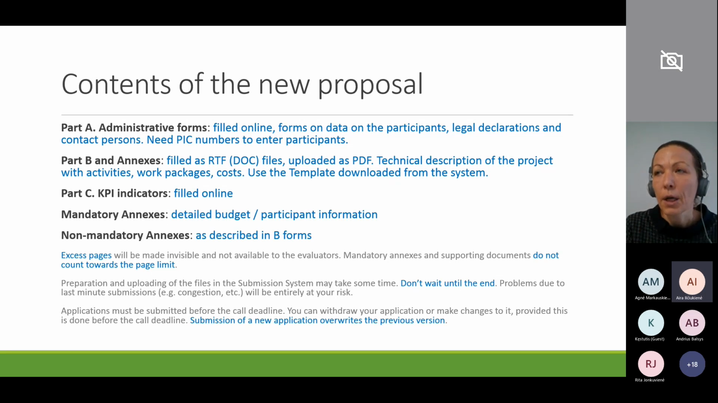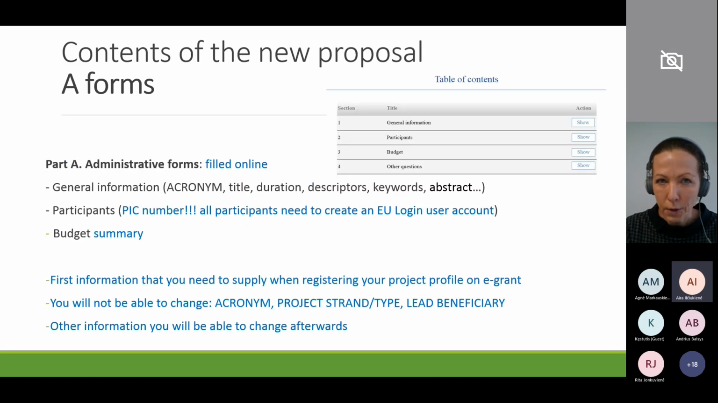For example, in our new application that we are writing this year, we have farmers as partners. We have 9 farms. They have never heard of any PIC numbers. So we have to help them to register in this EU system to get the PIC number to be able to enter them as participants in the project. So remember that, and check about PICs. Don't leave it for the last day, because it might take a bit of time to get it done.